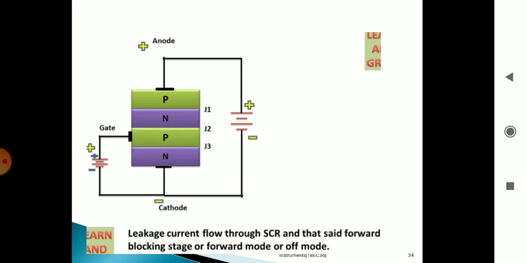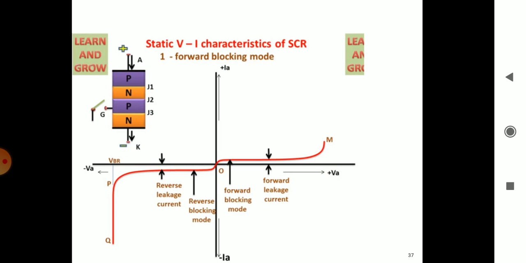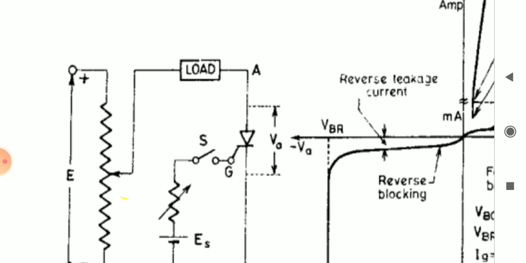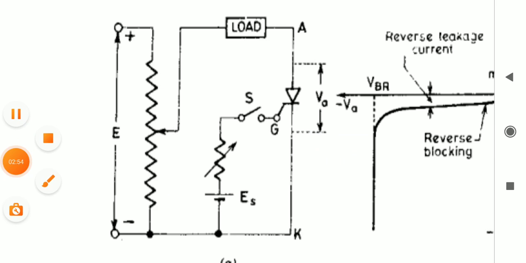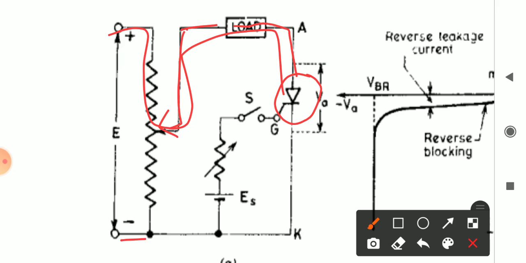Now we study the actual characteristics of SCR. Static anode cathode characteristics of SCR is explained with a circuit. That circuit is over here. This is the circuit. Here this is our SCR, whose anode terminal is connected to the supply with the help of a load, and this is our load resistor. Anode terminal is connected to SCR and the negative terminal is connected to the cathode part.